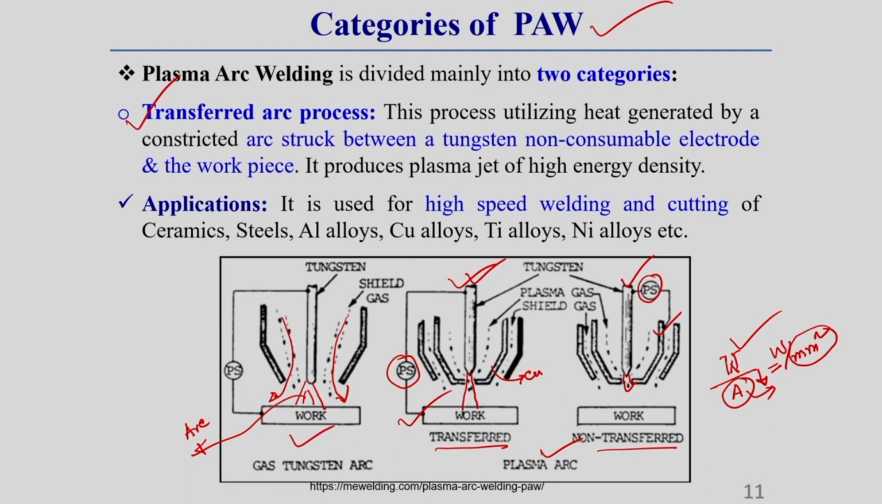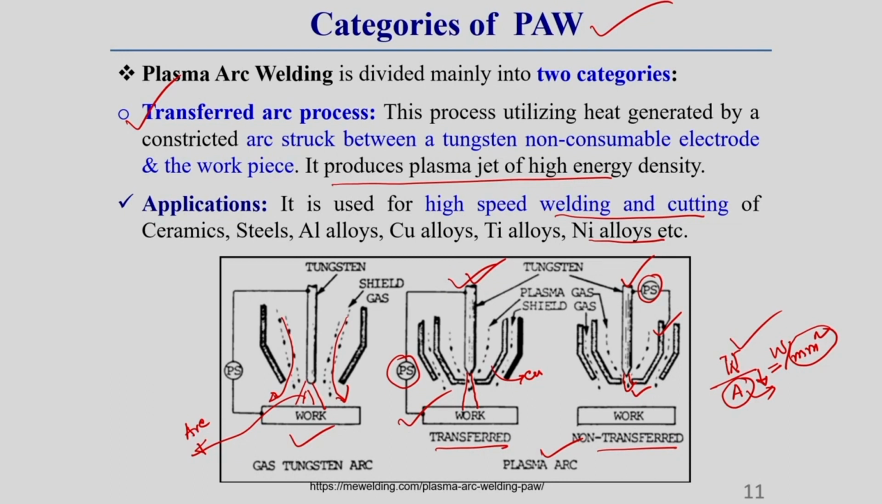So, in the non-transfer mode, what you observe here is that the arc is generated between this copper nozzle and electrode, and in transfer mode it is created between the electrode and workpiece. Okay. So this transfer mode is generally used for different purposes. This transfer mode arc is generally used for welding as well as cutting purposes. So here we can cut or weld ceramics, steels, aluminum alloy, copper alloy, titanium alloy, nickel alloy, different materials, using this transfer mode plasma arc welding process.